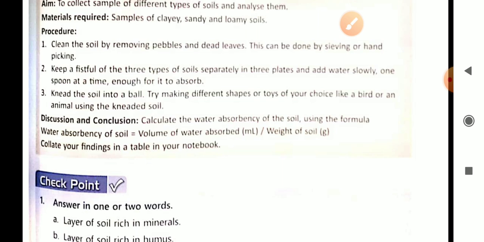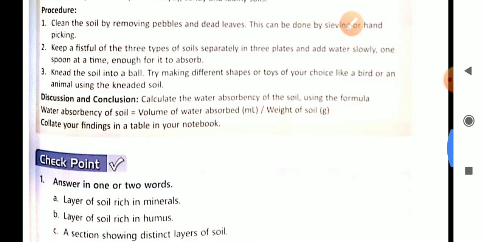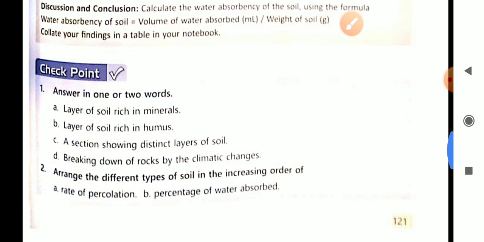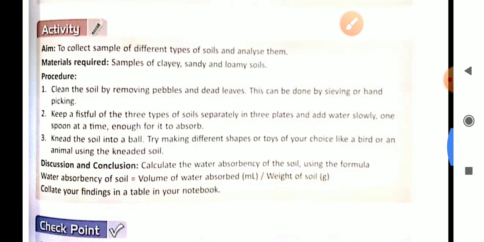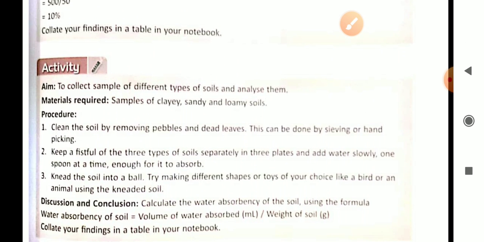And now calculate the water absorbency of the soil. Volume of water absorbed divided by weight of soil. In this way, you can see the different properties of the soil and in different types of soil.